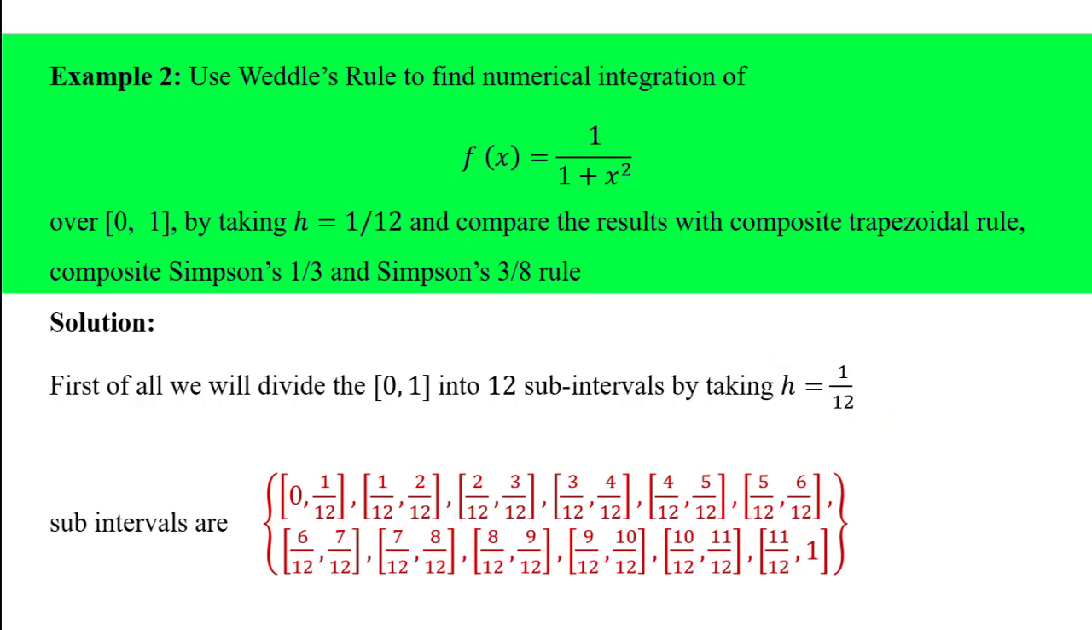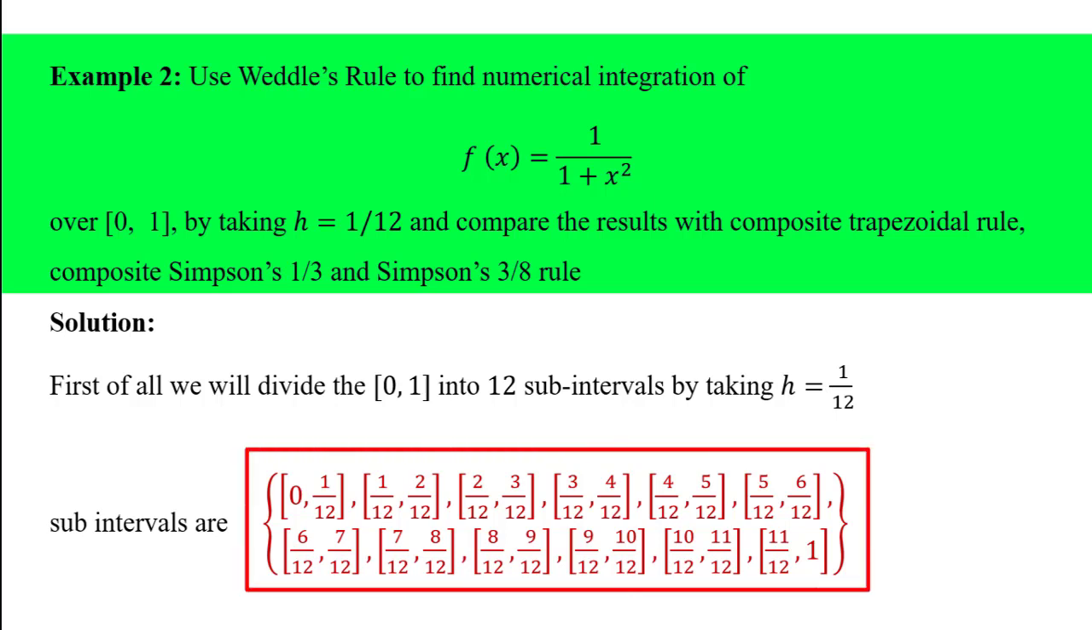So for n equal to 12, we can use all numerical schemes like the trapezoidal rule, Simpson 1/3 rule, Simpson 3/8 rule, Boole's rule, and we can use Weddle's rule as well. So first we will use Weddle's rule. For this purpose we subdivide our interval 0 to 1 into 12 subintervals, and these are the subintervals 0 to 1/12, 1/12 to 2/12, and so on up to 11/12 to 1.